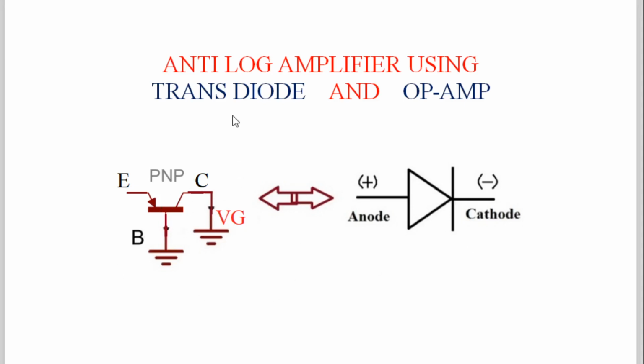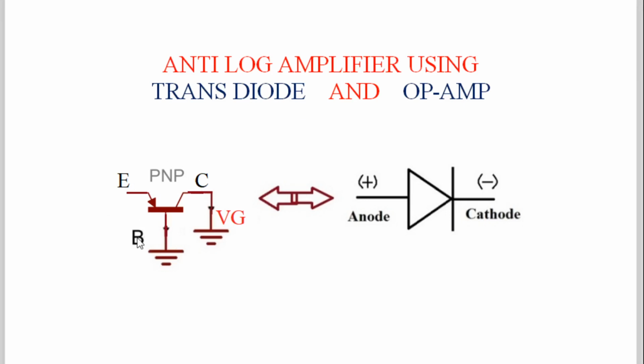One thing is common in case of log amplifier using transdiode and anti-log amplifier: the collector is always connected to virtual ground, whether the transistor is a PNP or an NPN transistor. But remember, what is uncommon? In case of log amplifier using transdiode, we use an NPN transistor, and in case of anti-log amplifier using transdiode, meaning a diode fabricated by using a transistor, we use a PNP.